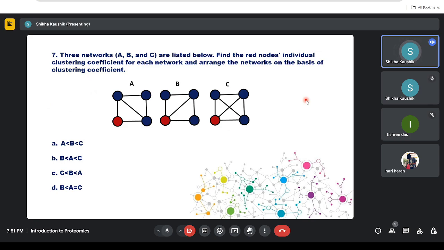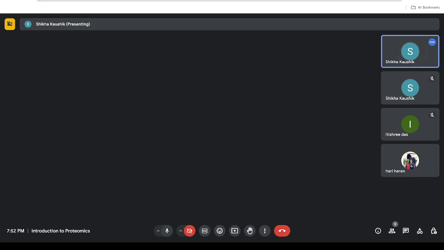So the coefficient is going to be? You have two neighbors, so your K value is 2. You know the formula, right? The coefficient is twice the number of links between the neighbors upon its degree kv, degree into degree minus 1. This is the formula, right? I have not given you the formula here, but are you aware of the formula? No, ma'am. No, you're not.